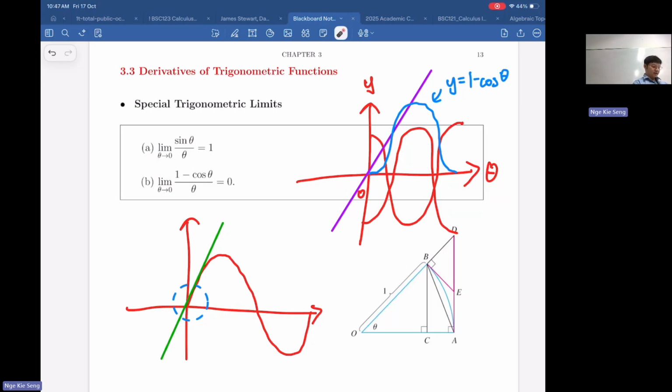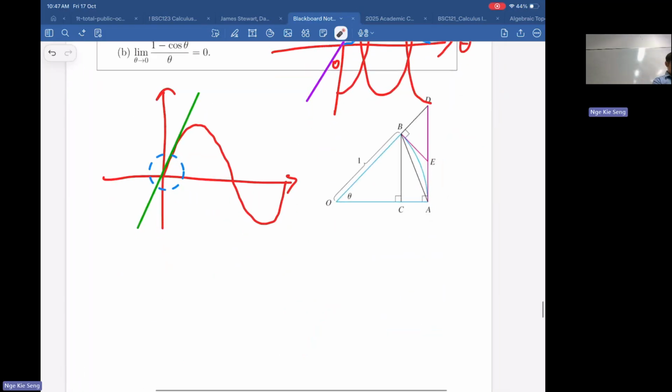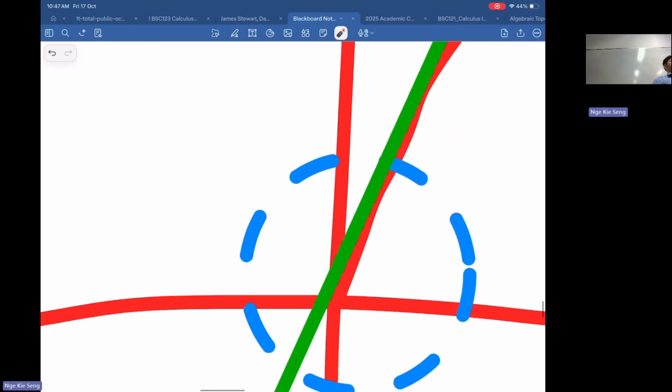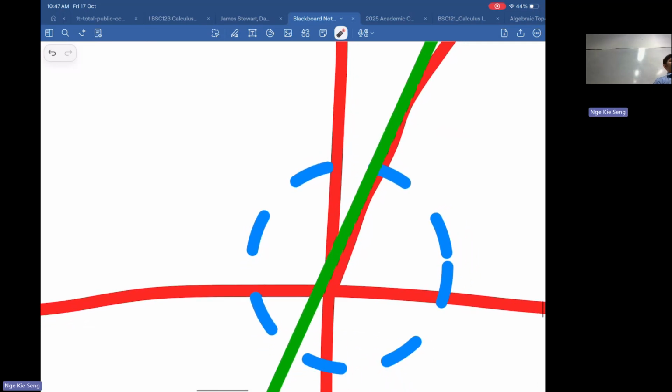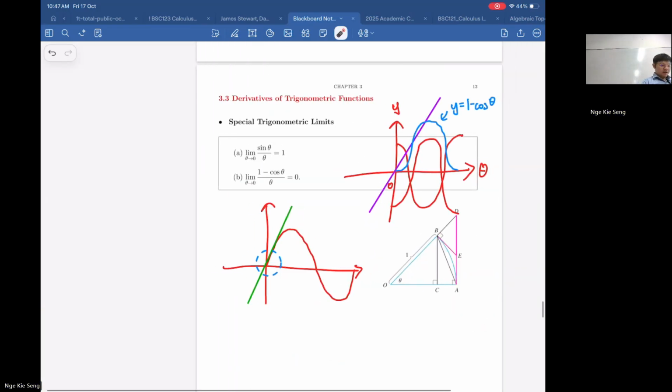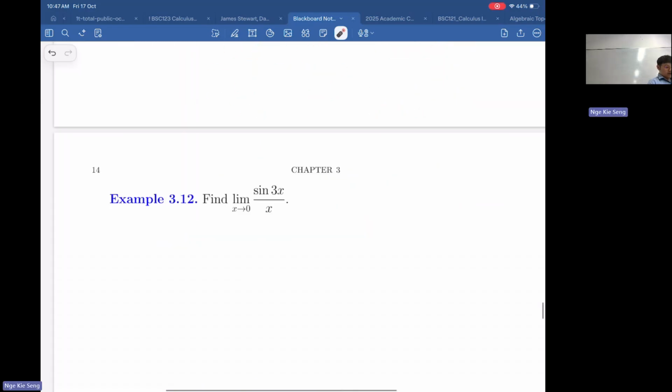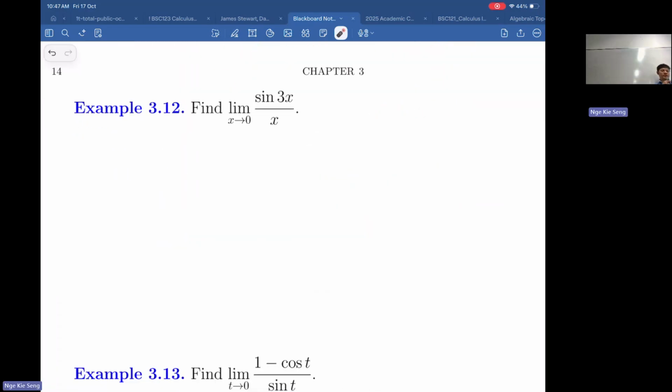They are almost the same. You see, they are almost the same near theta. So it means that if you zoom in like that, they are actually the same. If you zoom in very big, you cannot differentiate these two. But if you zoom out, they are different. All right, so let's use the limit to find this one here.